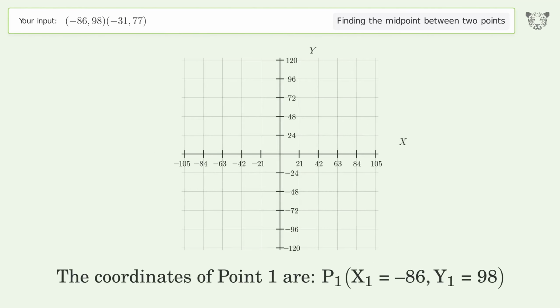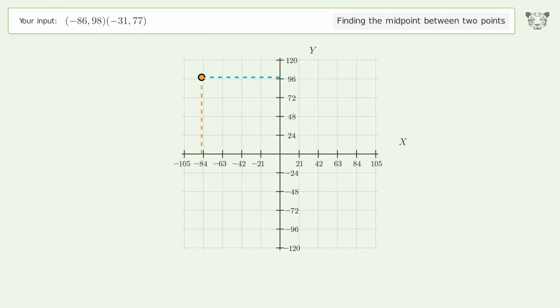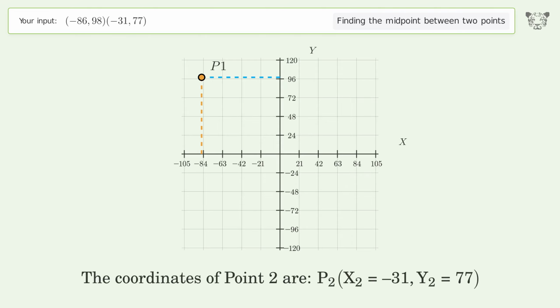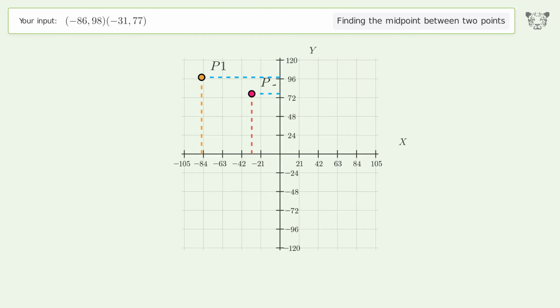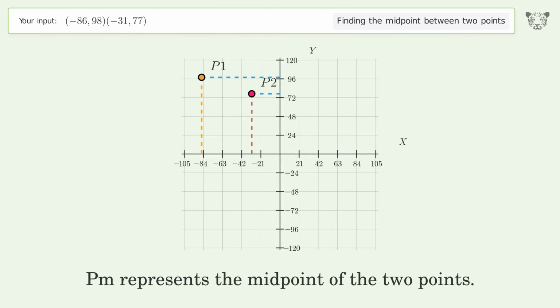The coordinates of point 1 are x1 equals negative 86, y1 equals 98. The coordinates of point 2 are x2 equals negative 31, y2 equals 77. PM represents the midpoint of the 2 points.